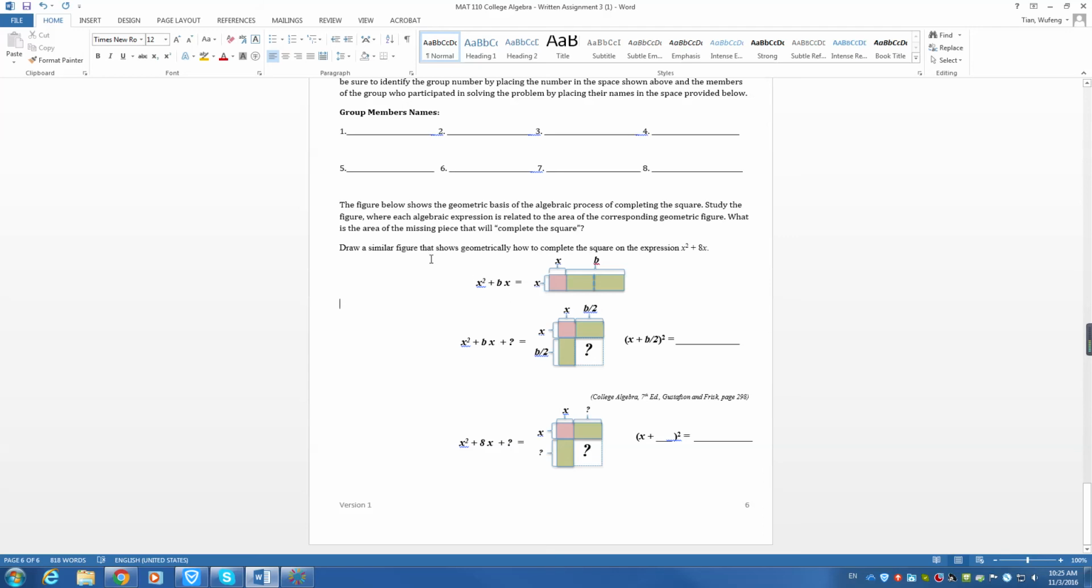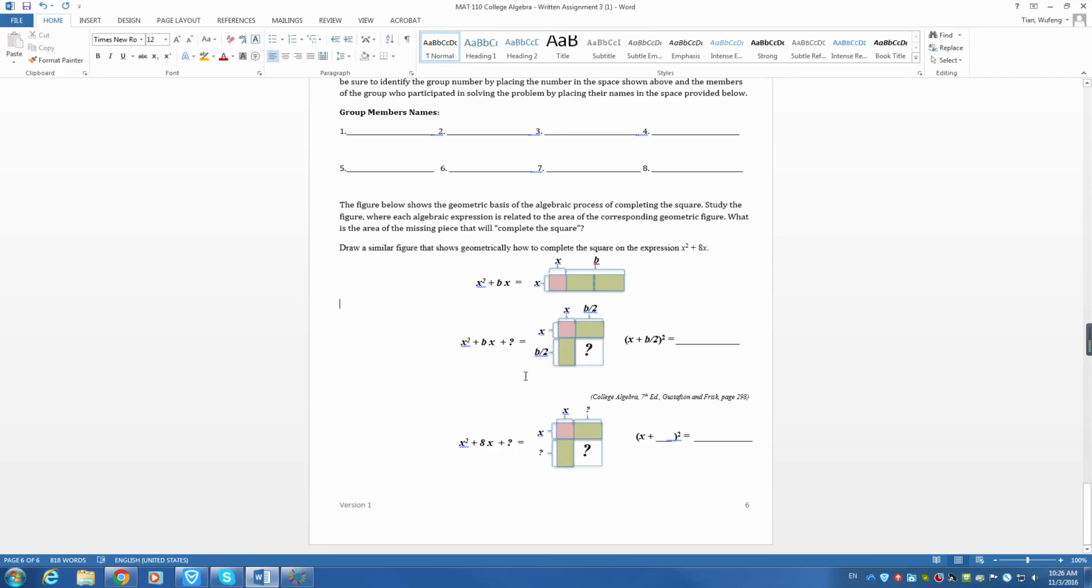So draw a similar figure that shows geometrically how to complete the square on the expression x squared plus 8x. So from here, this is a rectangle, and now this becomes a square. Okay, what does it do? This one actually breaks this green into two parts: half of green, half of B. Put these two green parts separately, divide evenly, and put that green here. And there's a missing part here needed for a whole square. So what is this question mark here?